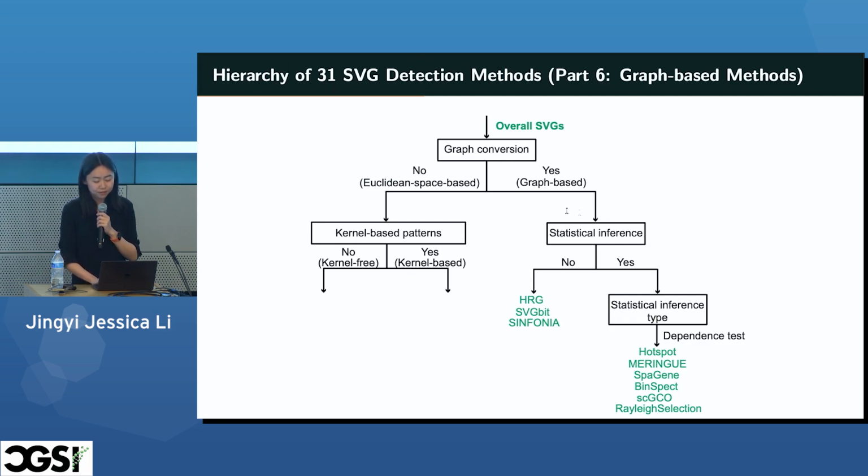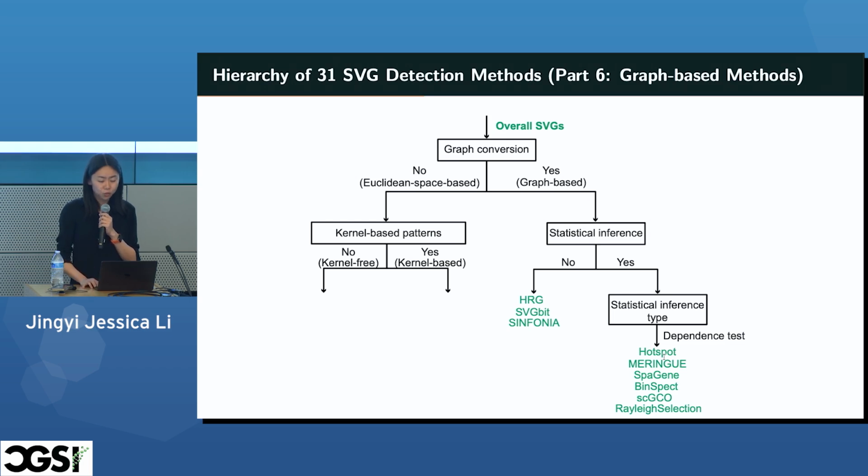Finally, graph-based. So if we convert the spot-spot relationships into a graph first, then work with the graph, these are the methods. Again, some methods don't provide inference. For those that do, they all belong to a type called dependence test, which means that they don't use a regression model. I guess the reason is that we don't have very good natural ways to do regression on a graph, usually. So that's why they construct some statistics and then perform tests based on that. All right, so this is the overview without going into details.